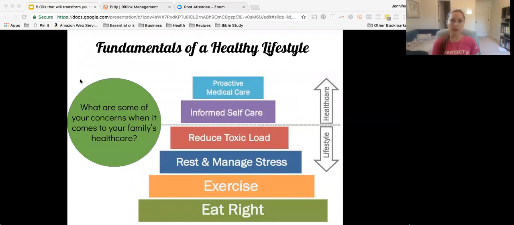Exercising, so moving the body, getting regular movement and physical activity. Resting and managing stress. And I really feel that this is, if not the most important thing you can do, sleep. So many of us don't prioritize this piece. Getting good quality sleep and effectively managing our stress levels, because we are being bombarded by stressful situations all around us. And it's really hard to get out of that chronic stress state and get back into a place of rest.